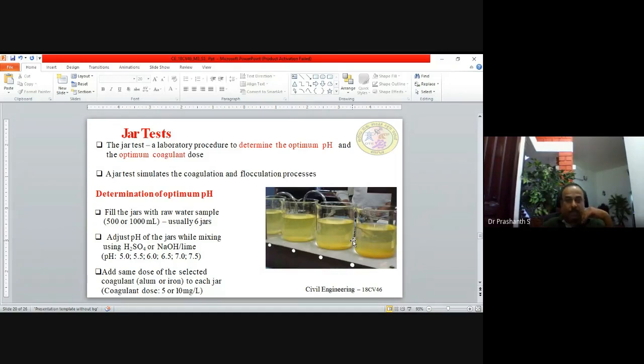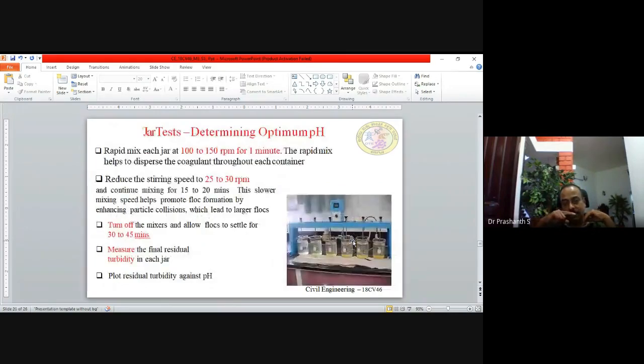Then add some dose of the selected coagulant, maybe alum or iron, to each jar, maybe 5 to 10 milligrams per liter. So if you take a 1 liter jar, add 5 or 10 milligrams. Then mix rapidly. Initially, you use the flash mixer, as shown in the previous slide. So first it has to be a flash mix, and agitation should be very high.